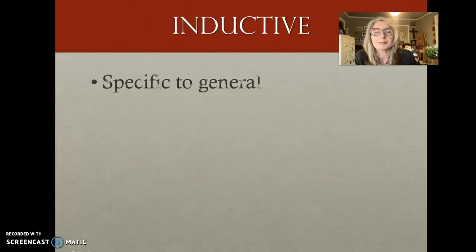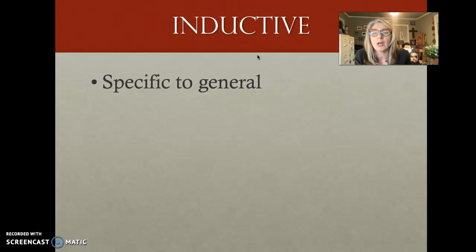Inductive reasoning. So specific to general. So notice the deductive was general to specific. And if you think about that syllogism, it was general, and then the minor premise was specific, right? All men are mortal. That was a general statement. Socrates is a man. Socrates is mortal. So the minor and the conclusion are specific things, but the major premise is that overall generalization.